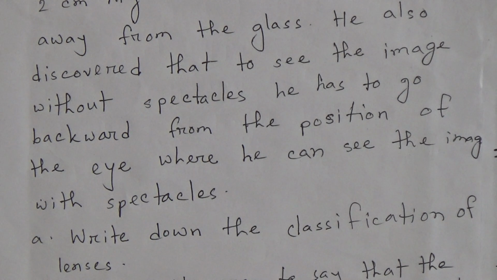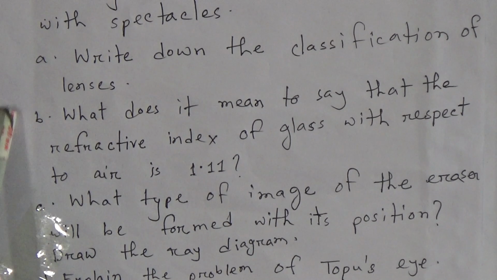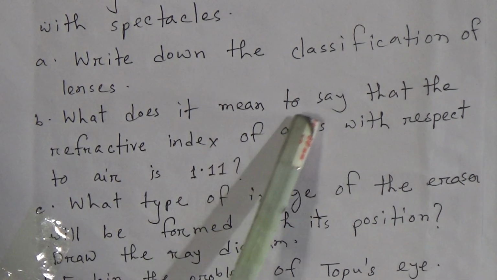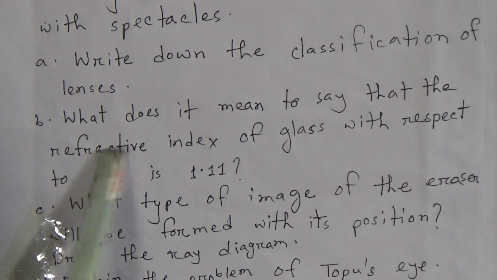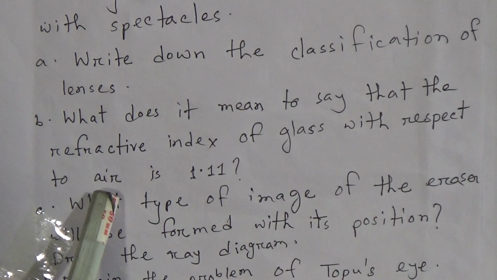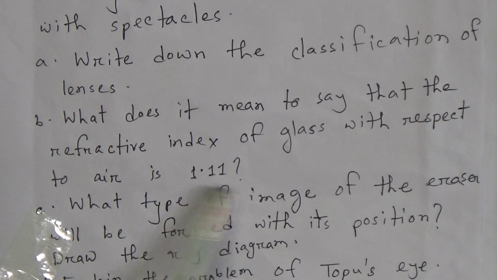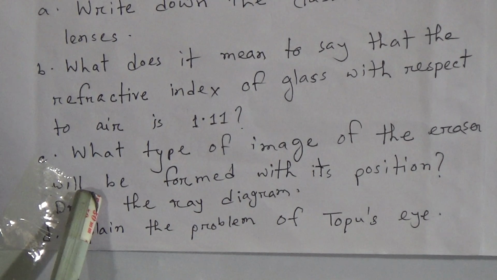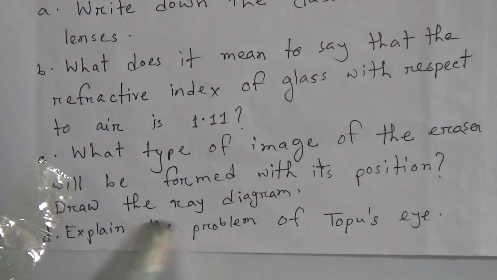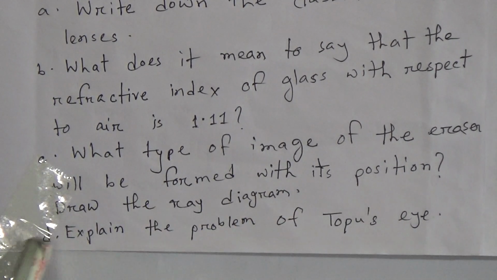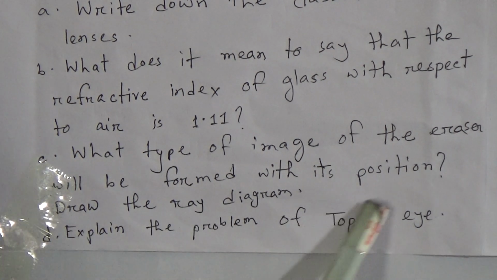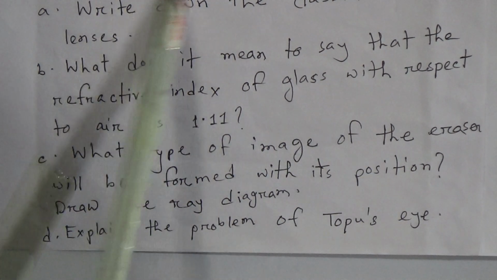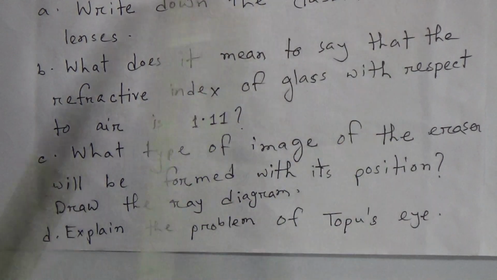My dear students, question number A, write down the classification of lenses. Question number B, what does it mean to say that the refractive index of glass with respect to air is 1.11? And question number C, what type of image of the eraser will be formed, with its position? Draw the ray diagram. And question number D, explain the problem of Topu's eyes. My dear students, question number A, write down the classification of lenses.